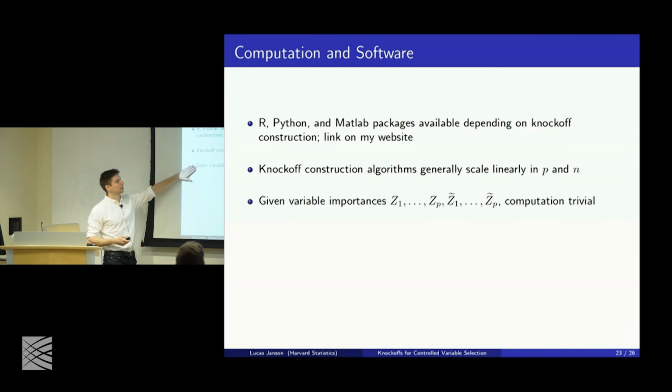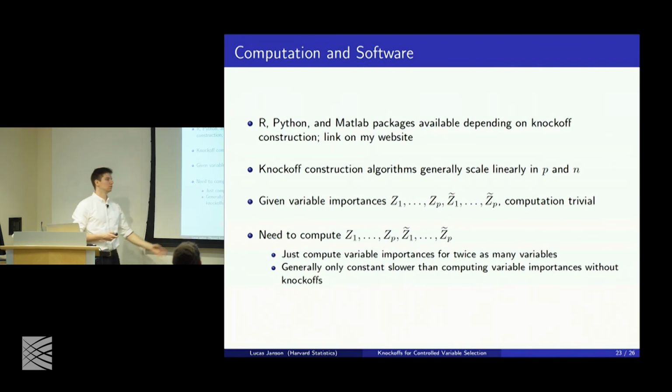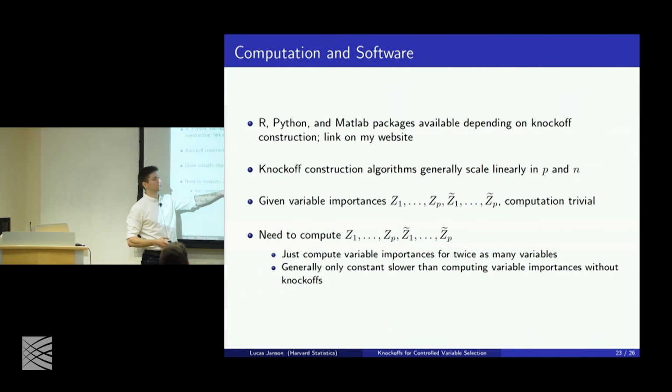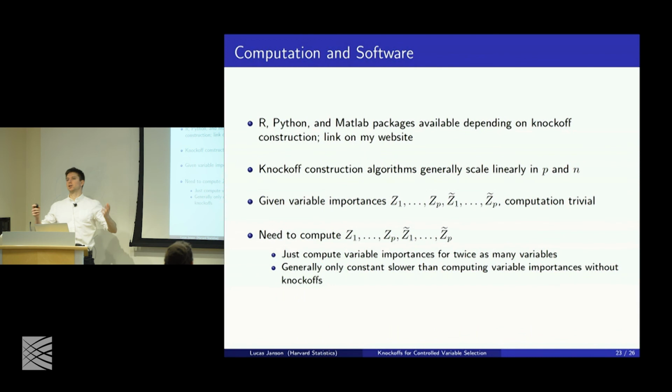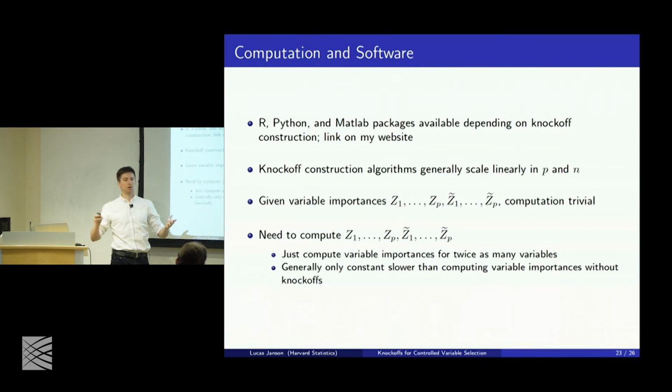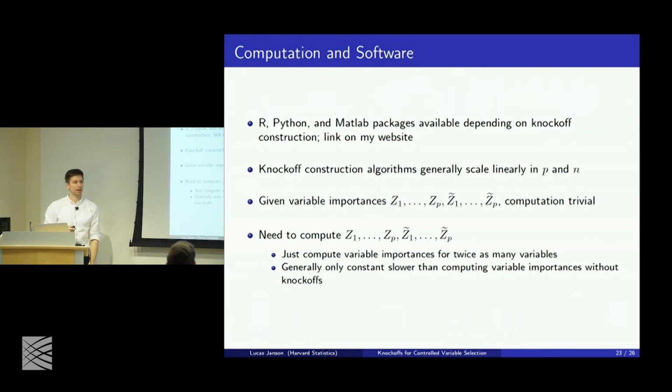And basically all the computation then comes in computing these variable importances. We have to compute variable importances for twice as many variables. So if you had to run some complicated machine learning method, now you have to run it on twice as many variables. So basically that's going to add some constant factor to your computation time. Ideally you wouldn't have that, but it's not going to change the computational complexity. It's just going to add a constant.